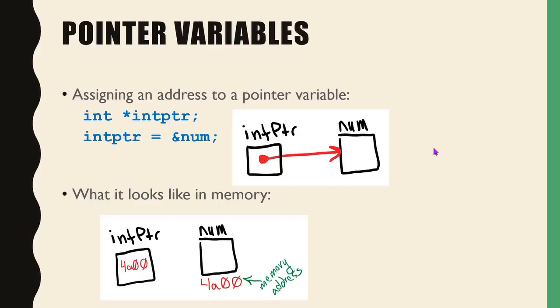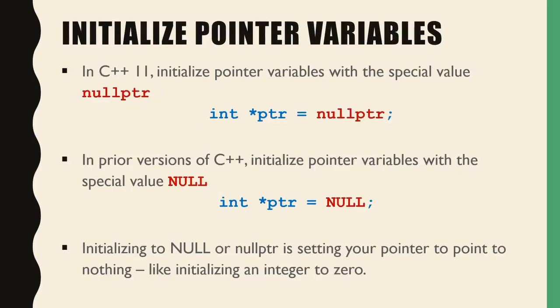Now you can initialize a pointer variable. If I wanted to initialize this so that it really does point to nothing and doesn't have junk data in it, I can do that by using either nullptr or NULL. Prior versions of C++ use NULL, and newer versions of C++, starting with 11 and greater, use nullptr. So in my code, you're going to see both versions.